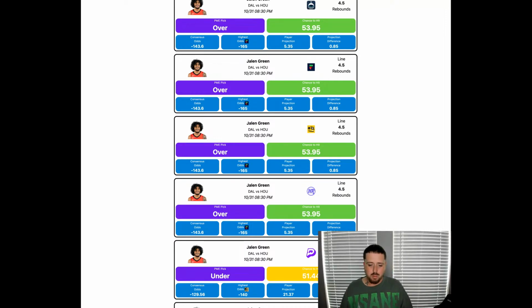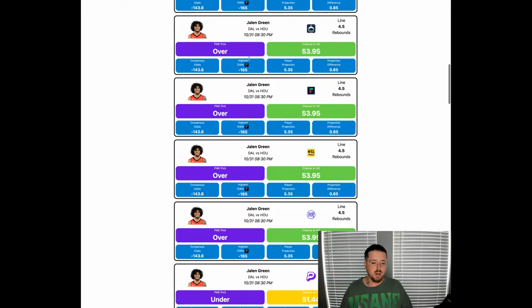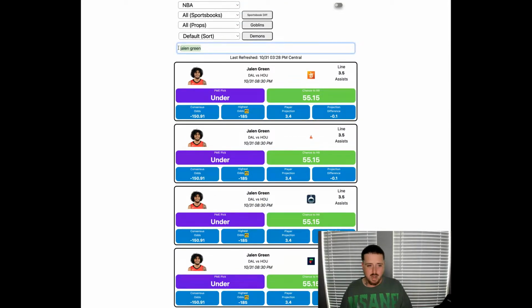I went with the under 8.5 rebounds assists on Jalen Green. Okay, let me see his rebounds assist props. So this obviously it's not one of the better value options. Are you on Prize Picks probably?